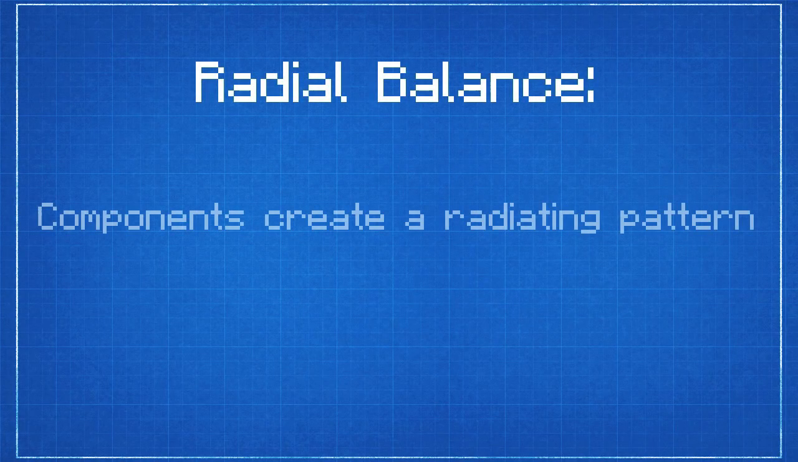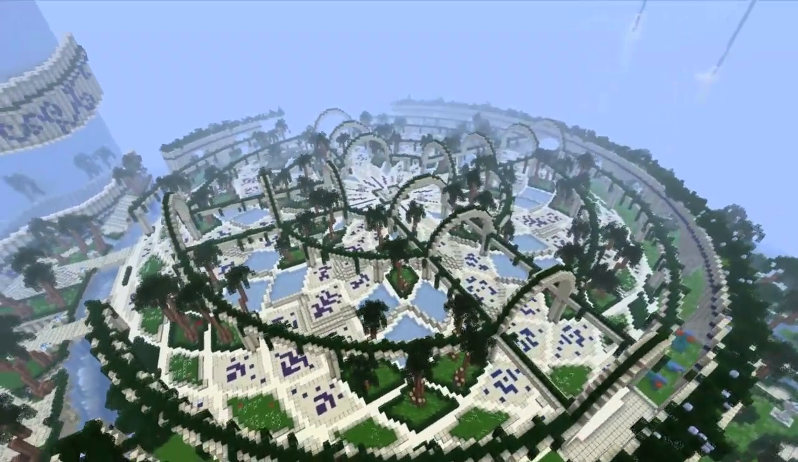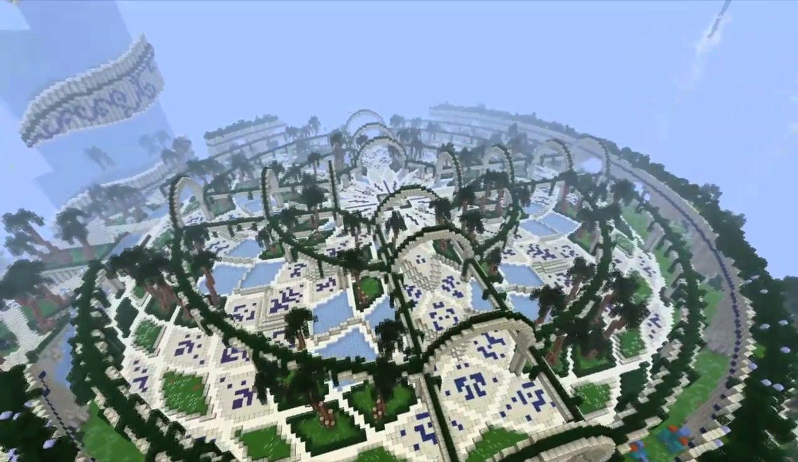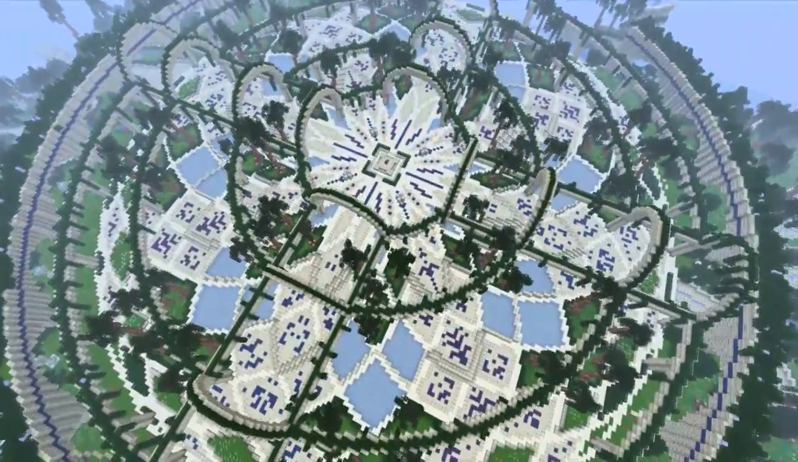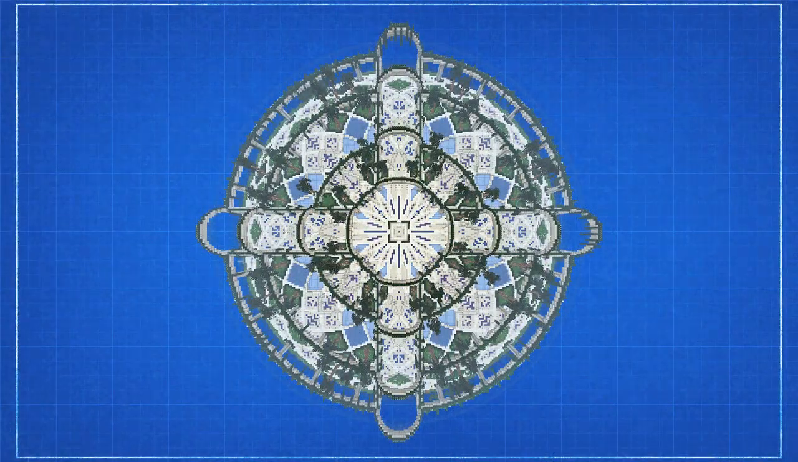There's also one other type of balance called radial balance, and it occurs when elements of the build create a sort of pattern that radiates from a central point. This sort of balance is used perfectly in the Plaza of Nefret Mizir, built by Gigi. We see the elements of shape and line creating a radial pattern around the center of the plaza where each quarter of the plaza is symmetrical.